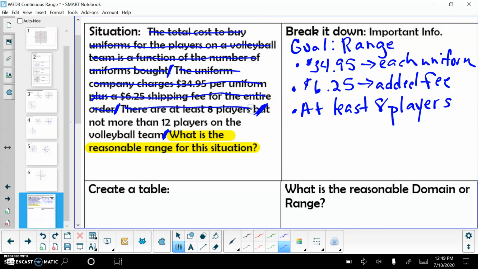I'm going to mark through it. And then the next section says not more than 12 players on the volleyball team. So there's another set of qualifying words. No more than 12 players, which means no more than 12 uniforms. So not 13 uniforms, not 14 uniforms, just 12 uniforms is the max.